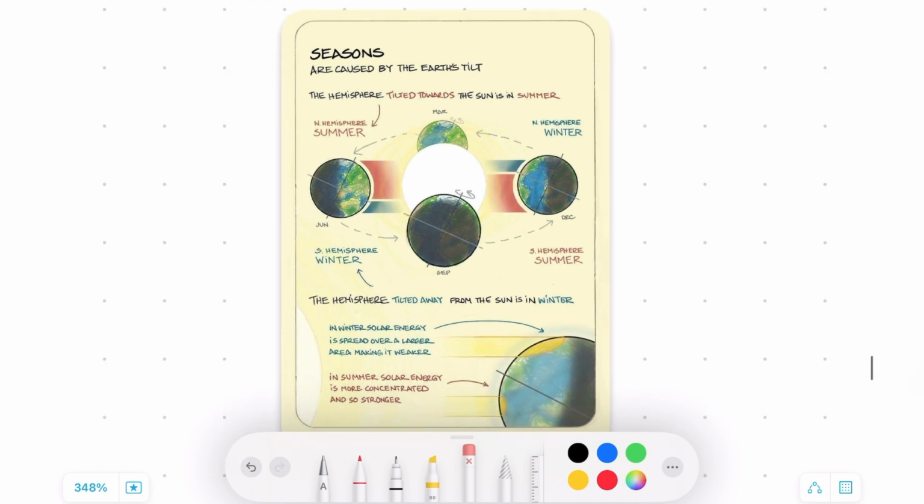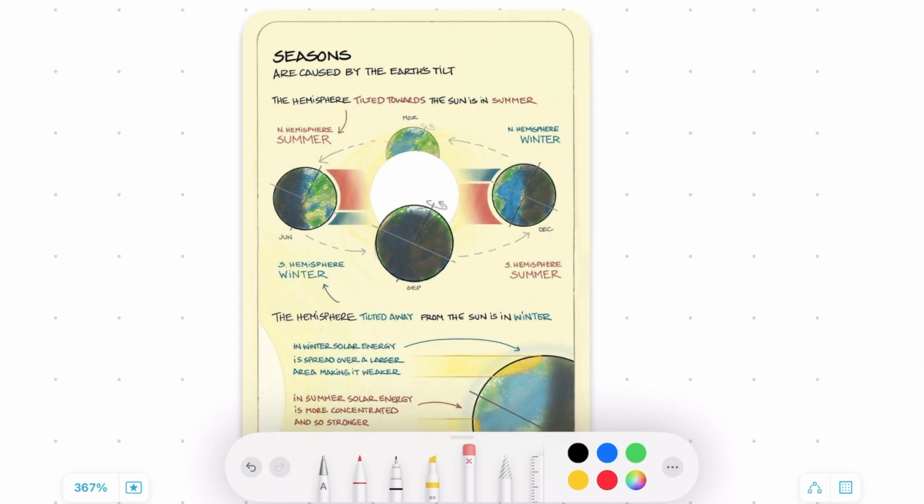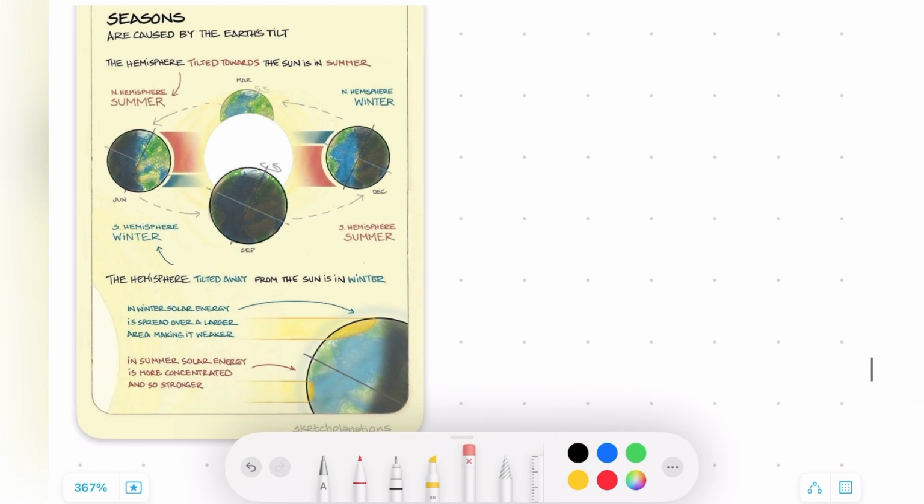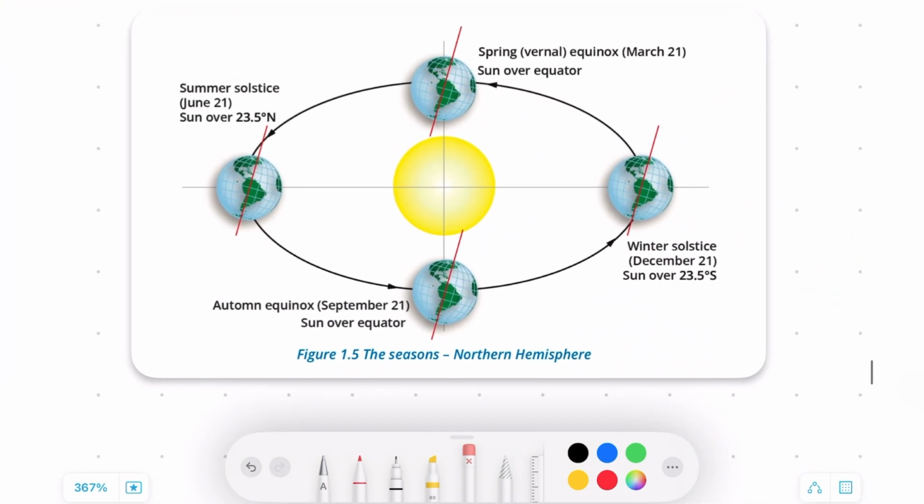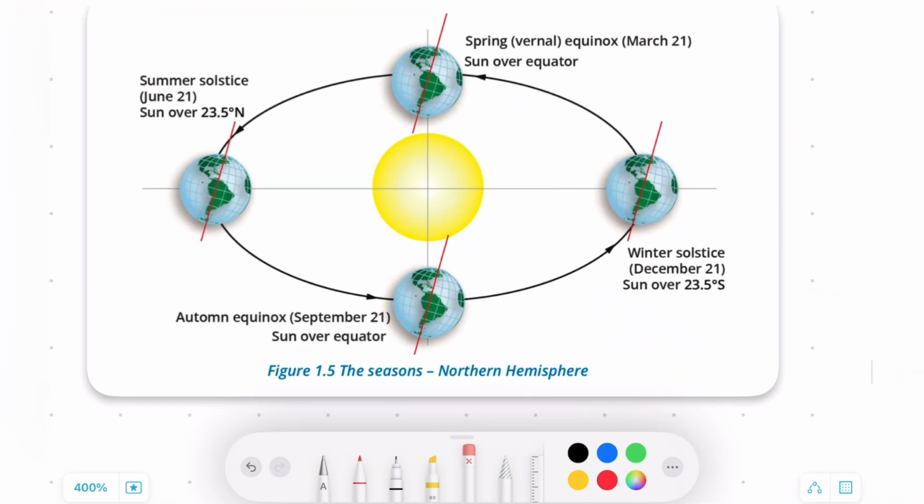I want you to take a moment and observe this picture, right? Now, because of this tilt, we have a very interesting phenomenon also. This is known as the winter solstice and the summer solstice. So what is this, right? You must have read this term earlier on. So let's talk about this, right?